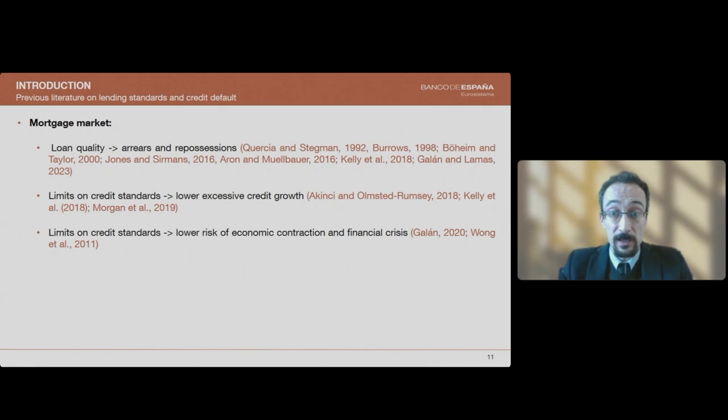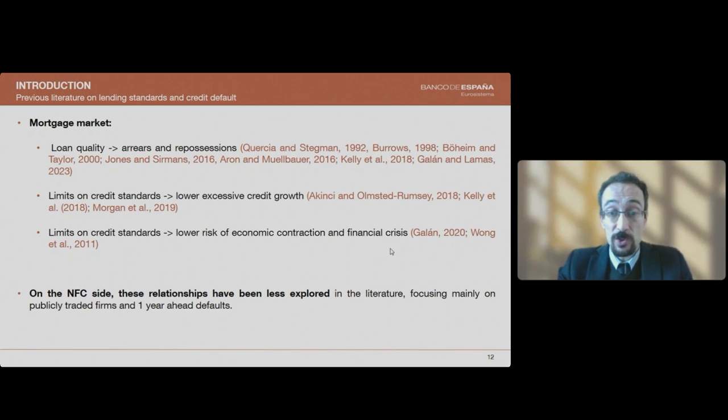And regarding the literature review, there's an important literature now on the mortgage market, in which on the one hand, there have been a number of works showing that there is an important relation between loan quality and arrears and repossessions. But also there are other works showing that implementing limits based on credit standards can lower excessive credit growth and house prices. And also they can lower the risk of economic contractions and financial crisis. On the non-financial corporation side, these relationships have been less explored in the literature, and they oftentimes have focused on large publicly traded firms and 1 year ahead defaults.